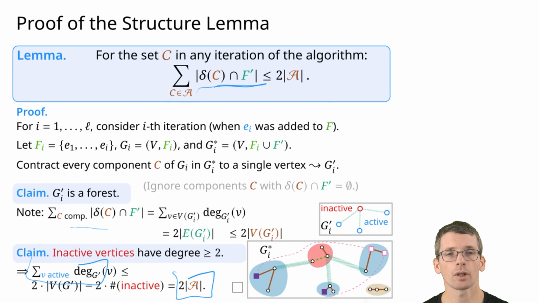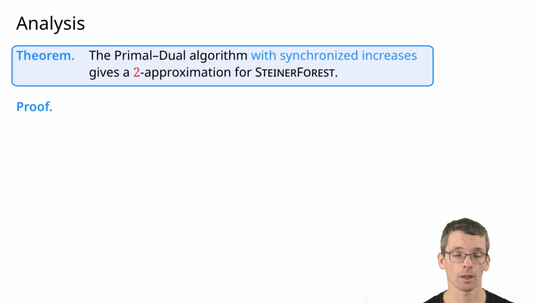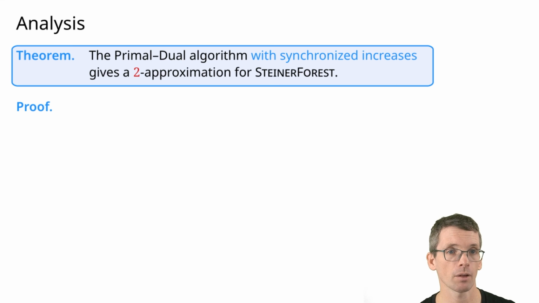With this structural lemma, we can now prove that the algorithm that we designed is actually a true approximation. That's stated in the following theorem. The Primal-Dual algorithm with synchronized increases gives us a true approximation for the Minimum Steiner Forest Problem.